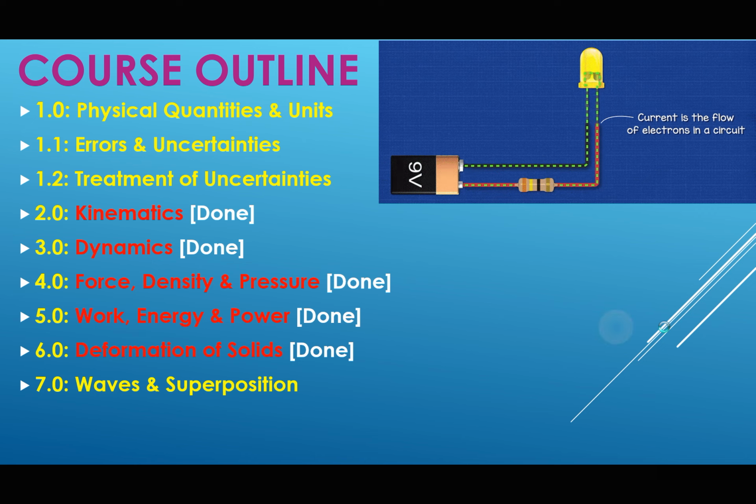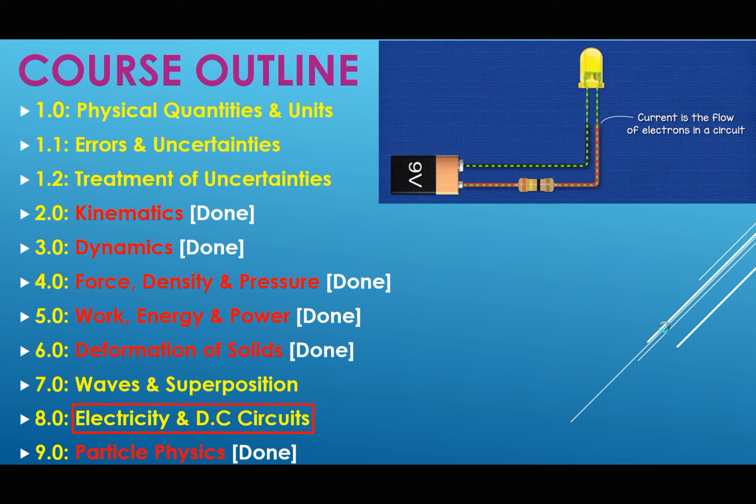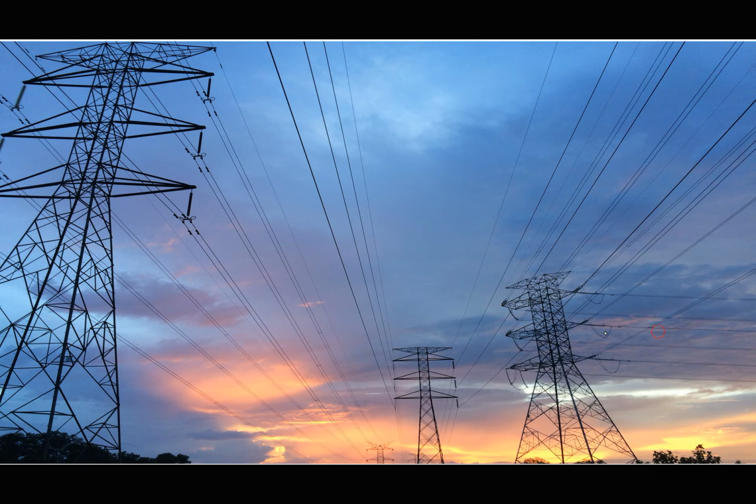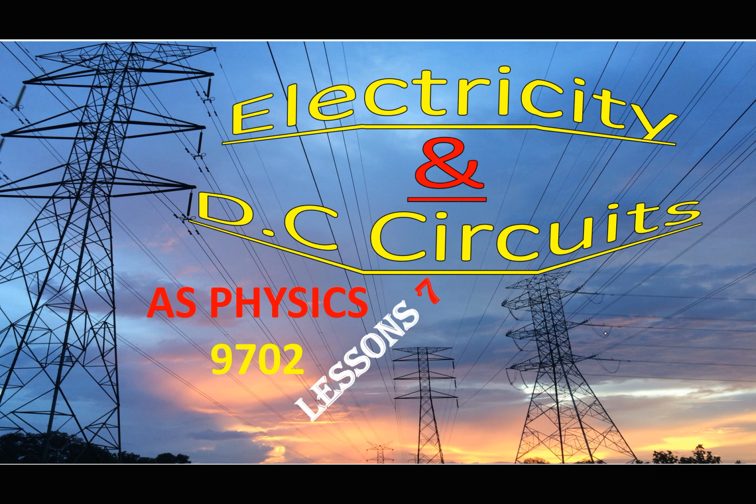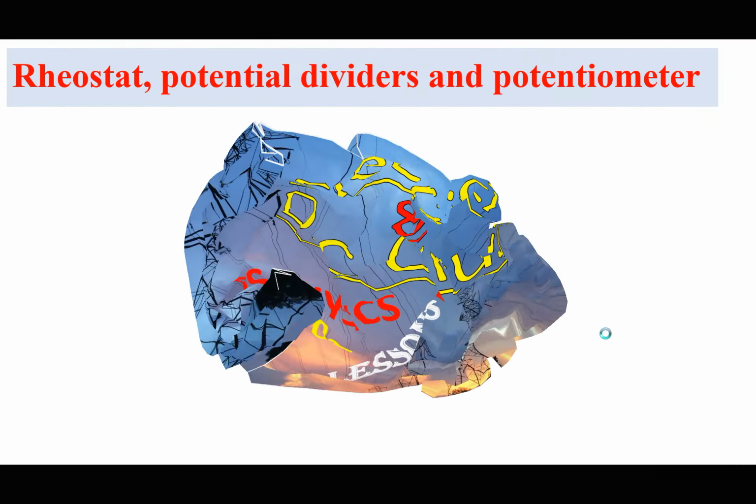It's most likely going to be a very long lesson, but I'll try my level best to make it a little bit shorter. So this is going to be potential dividers and potentiometer, and I'm saying it is going to be the last unit or the last lesson of electricity and DC circuits. Okay, so this is lesson 7, and let us start.